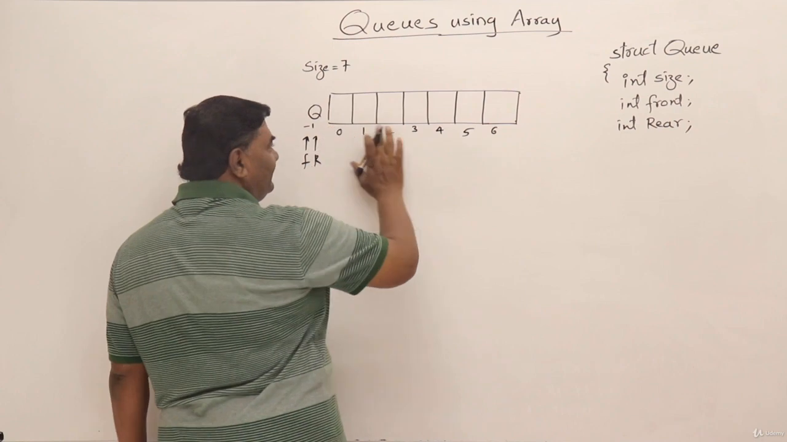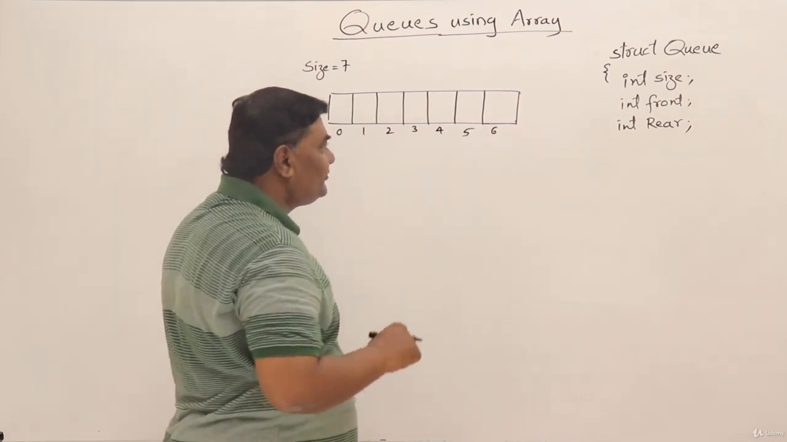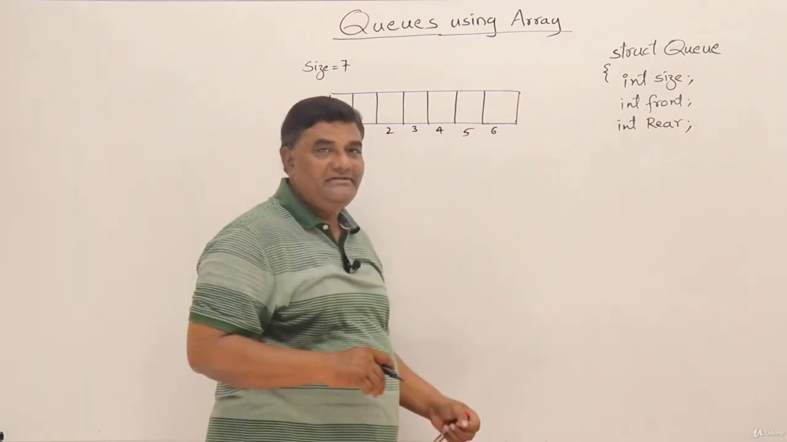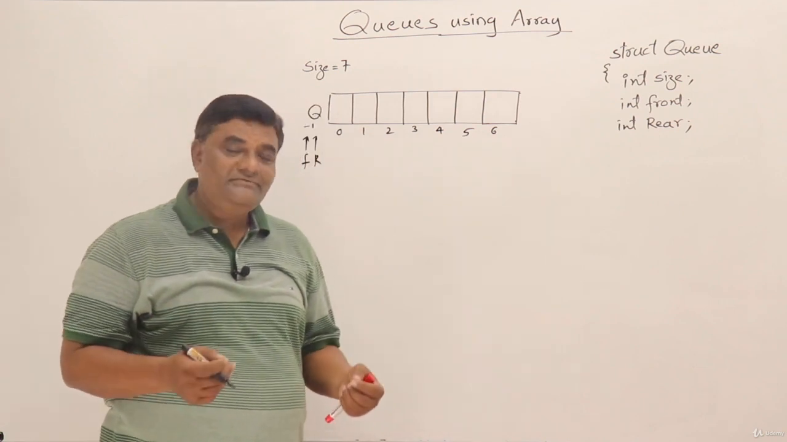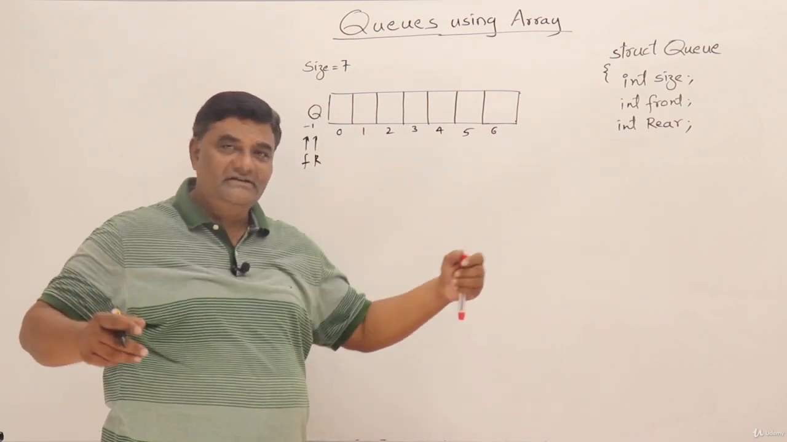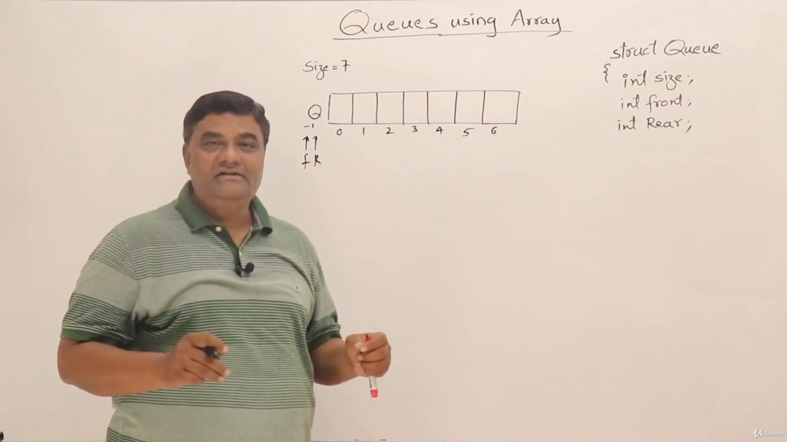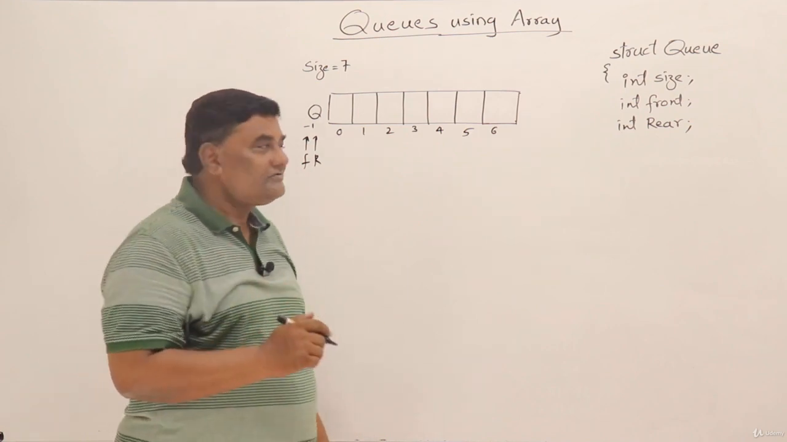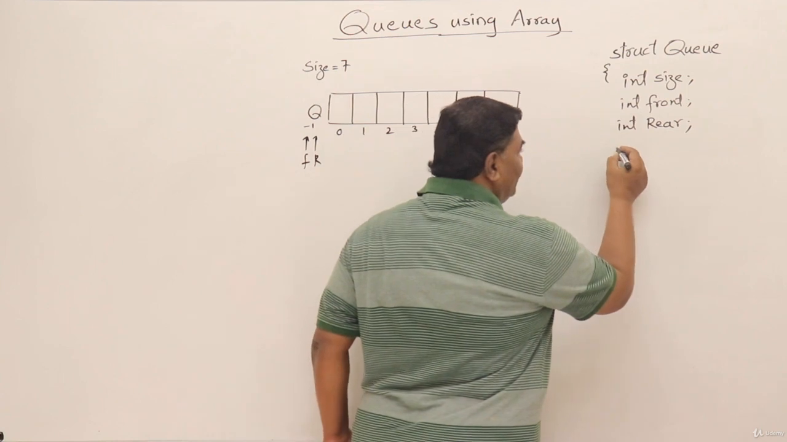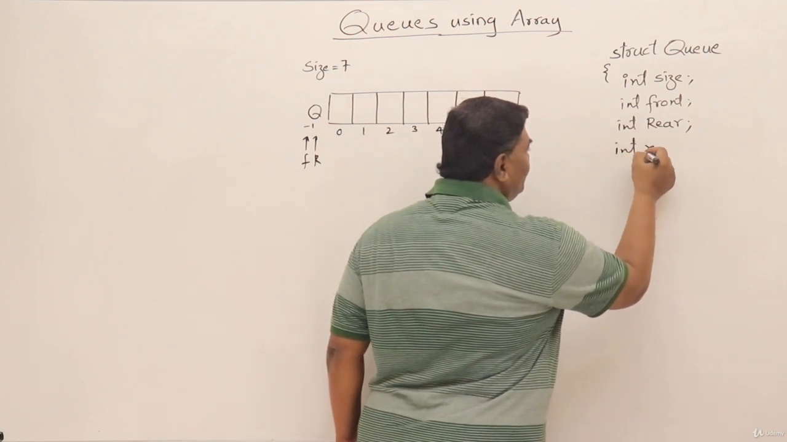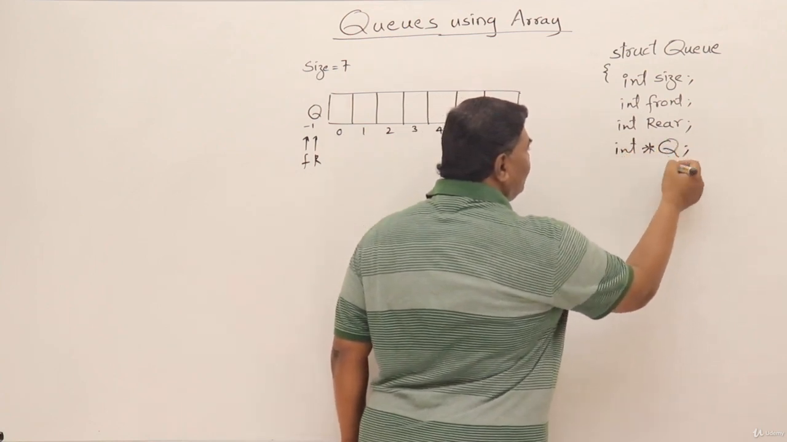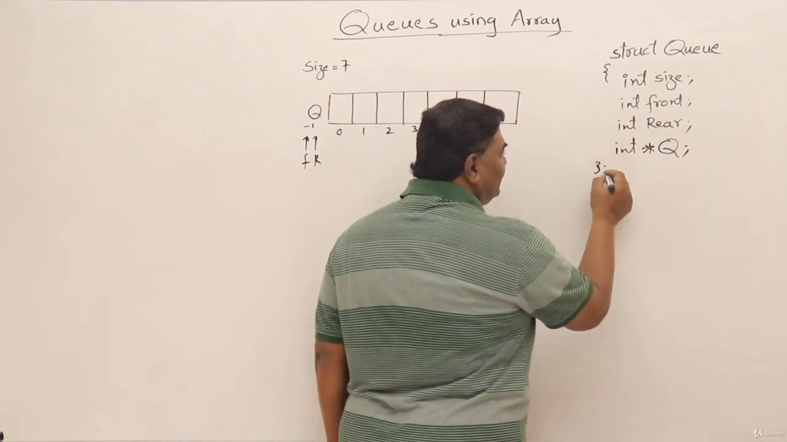Then I also need array space. So what size should it be? It can be known only at runtime. When the program is really running, we can decide the size and create an array dynamically from the heap. For creating an array dynamically, I should take a pointer. So I will not declare an array, but I will just take a pointer q for an array, and I will create it dynamically.